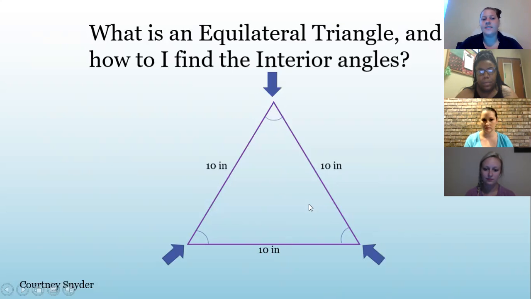If all the sides are the same length, then all the interior angles will be the same as well. The best way to do that is we know that a triangle has 180 degrees total between all its angles. So we're going to take 180 degrees and divide it by 3 for each angle, and that gives us 60. So that shows that each angle is 60 degrees.